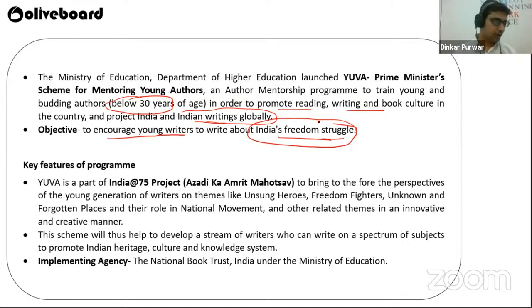So what are the important key features? Yuva is a part of the India at 75 project, Azadi Ke Amrit Mahotsav, to bring to the fore the perspective of the young generation of writers on the theme of unsung heroes. You can write about unsung freedom fighters, some important freedom fighters which you think have to be named here, unknown, forgotten places, and their role in the national movement and other related themes in innovative and creative manners. The scheme will thus help develop a stream of writers who can write on a spectrum of subjects, and it will also help in the promotion of Indian heritage, culture and knowledge system.